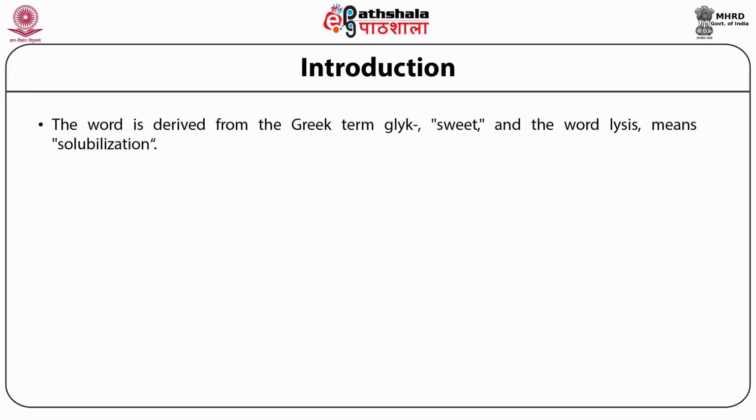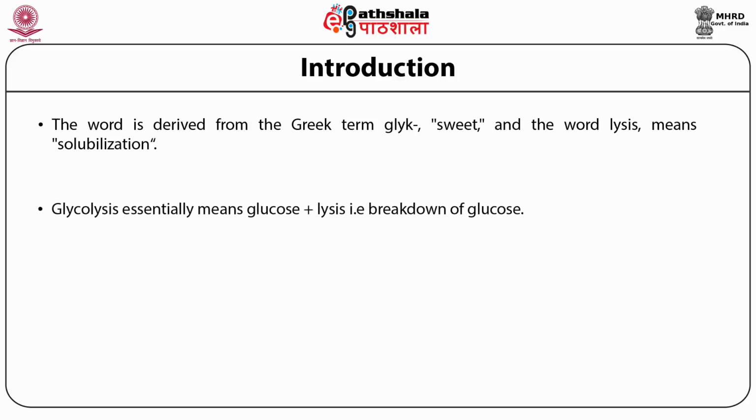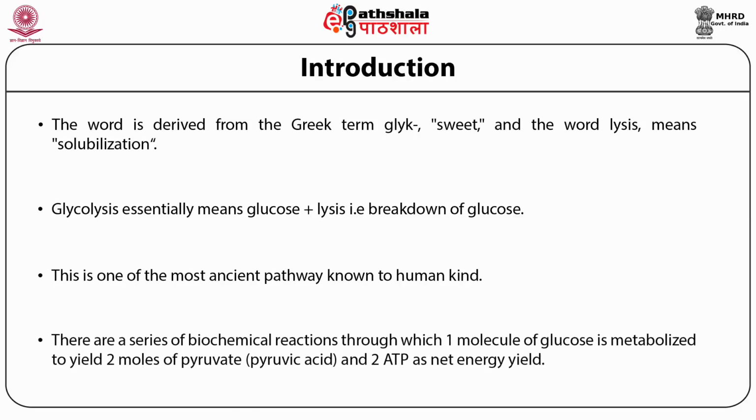The word is derived from the Greek term for sweet. Glyco means sweet, while lysis means solubilization. Glycolysis essentially means glucose plus lysis, that is, breakdown of glucose. This is one of the most ancient pathways known to humankind. There is a series of biochemical reactions through which one molecule of glucose is metabolized to yield 2 moles of pyruvate and 2 ATP as net energy yield.